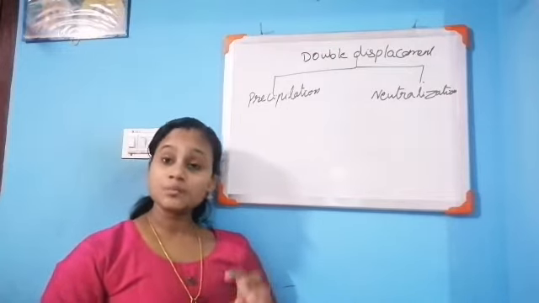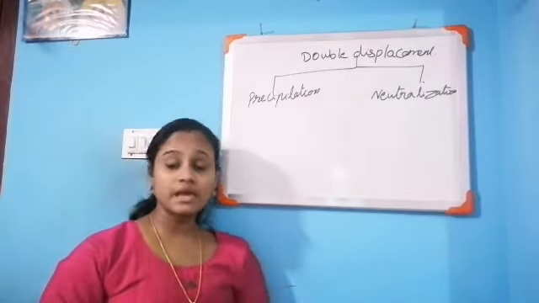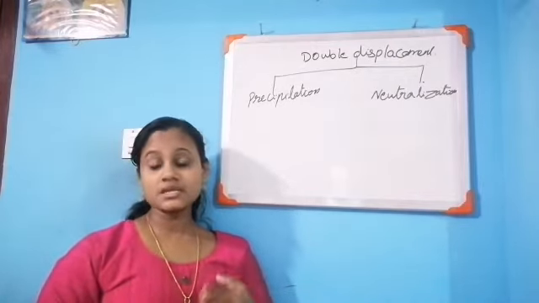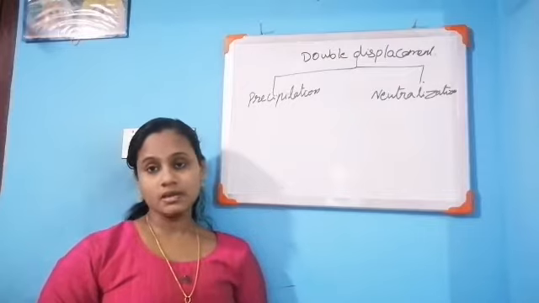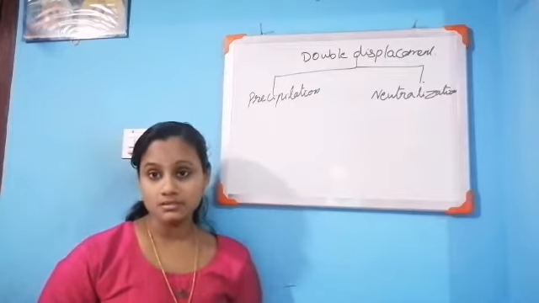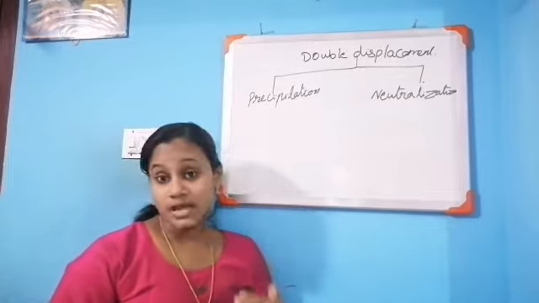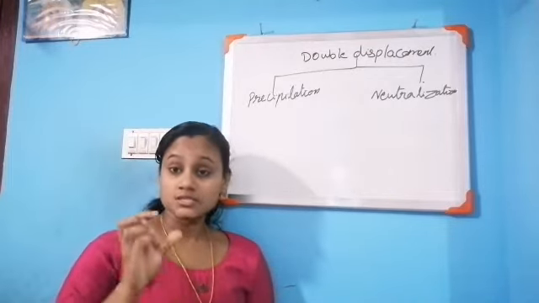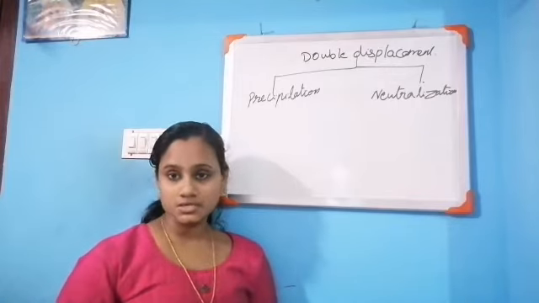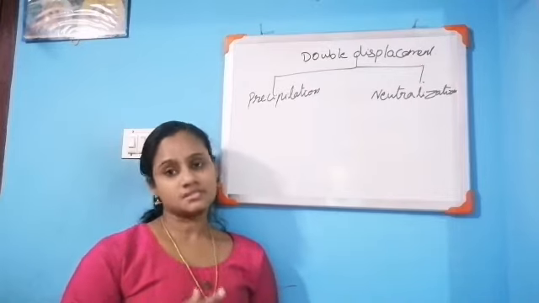Neutralization reaction means base and acid. Base reacts with acid, or alkali reacts with acid. Base means it contains OH, the hydroxide ion is there. So base or alkali reacts with acid to produce salt and water. In the products, salt is there and water is there. That reaction is called neutralization reaction. Is it clear? So we can go to the examples.